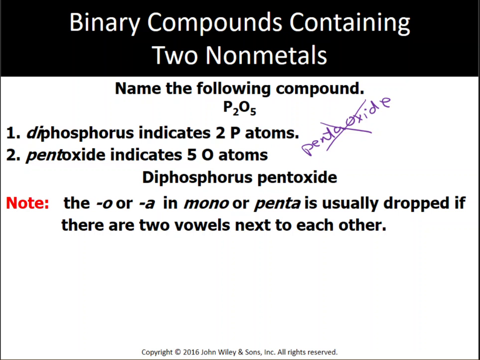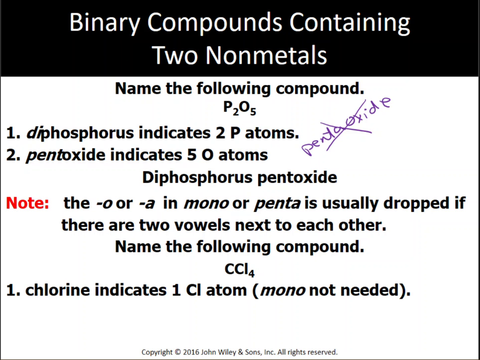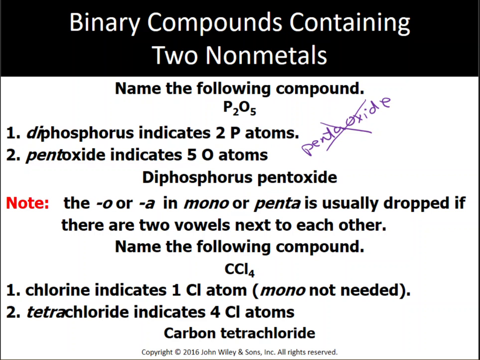Now let's look at another one. CCl4 is a binary molecular compound because carbon is a nonmetal, chlorine is also a nonmetal, so we gotta use prefixes. So you have 1 carbon, you just call it carbon. We don't say monocarbon because for the first element you don't use mono. And you have 4 chloride, that becomes tetrachloride. So the name is going to be carbon tetrachloride.